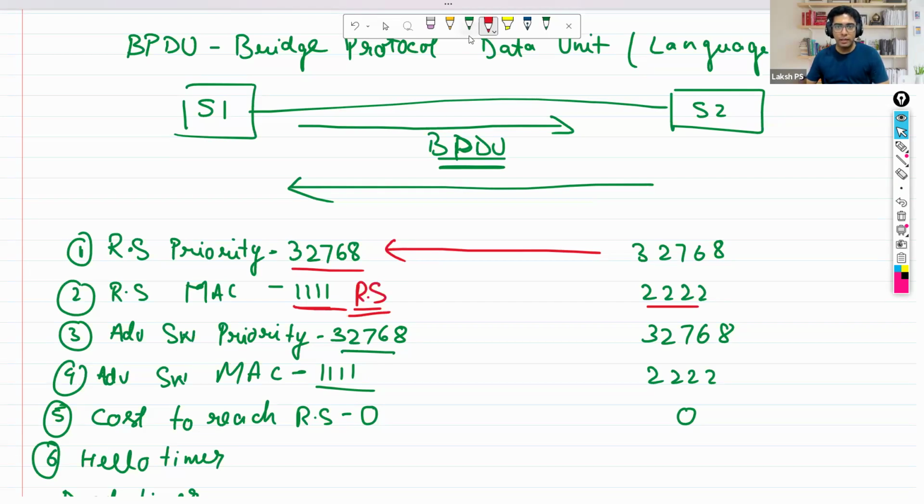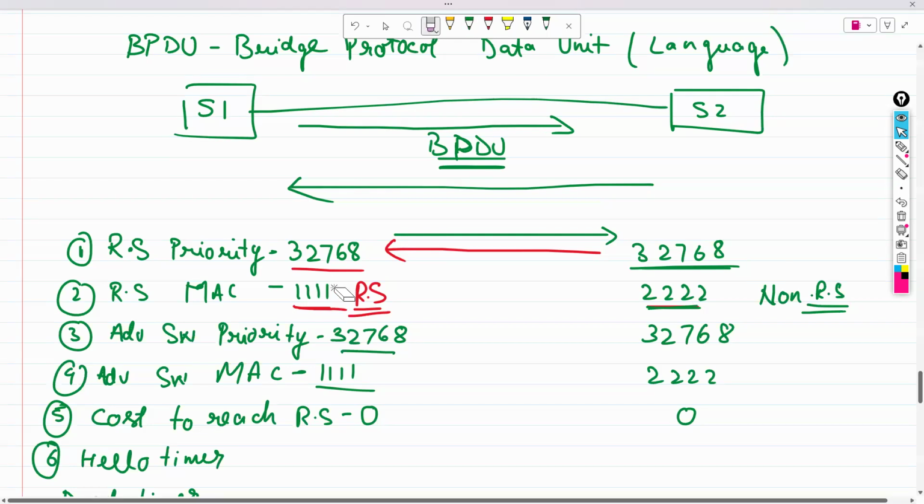Now, when switch 2 receives the BPDU, it will check the priority, 32768. Okay, it's a tie. Then the next tiebreaker. It knows that my MAC address is greater than switch 1's MAC address, and hence I cannot be the root switch. I will become the non-root switch. Clear?